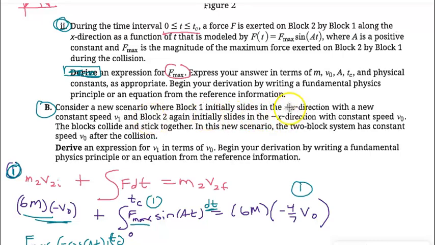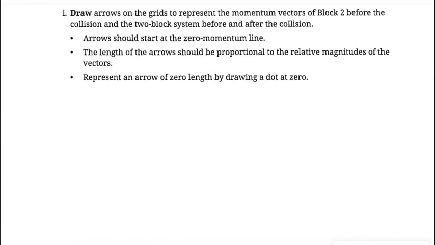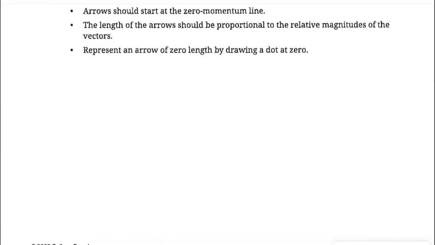So block 1 initially slides, I had to draw a new picture, in the positive x direction with a new speed v1, and block 2 initially slides in the negative direction with constant speed v naught. They collide and stick, but then they have a constant speed of v naught. I'm like, how can that possibly be? Because this one already, I'm like, that must be a typo, and I looked it up. So I think what they're trying to get you to realize is, and I had to draw a picture.